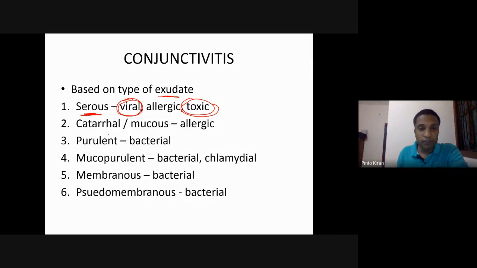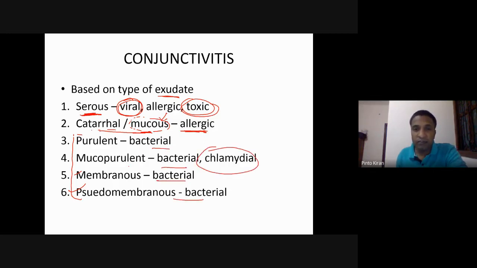Then, if it is slightly more viscous than the serous form, it's called the mucinous or catarrhal form. The causes are allergic. In an allergic reaction, you can have a watery discharge or you can have a mucus discharge. One should not forget. And the rest, whether it is purulent, mucopurulent, membranous, or pseudomembranous form, are all because of bacterial infection. One should not forget.